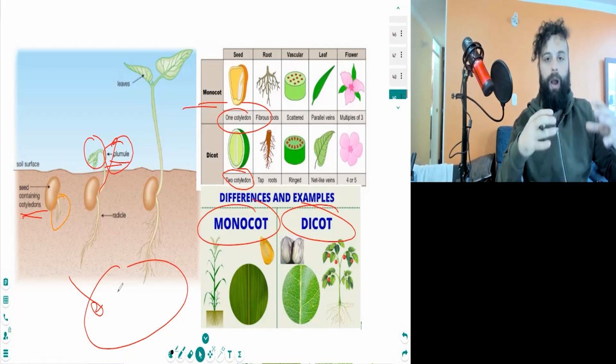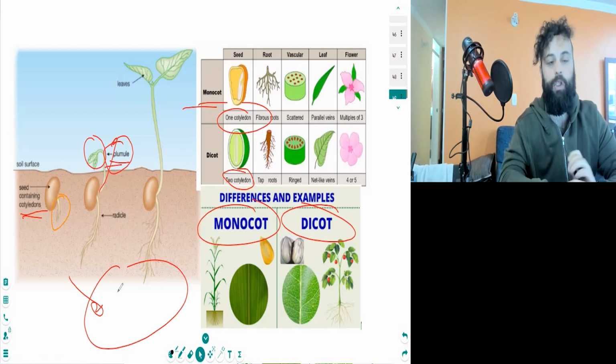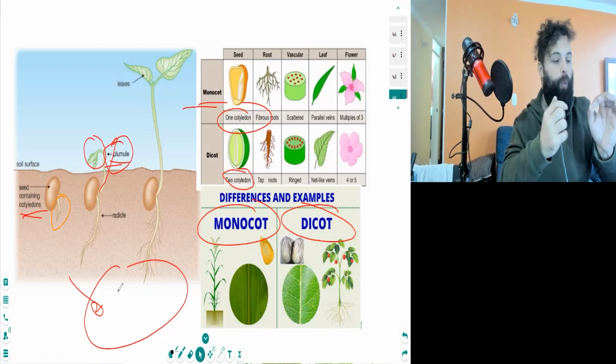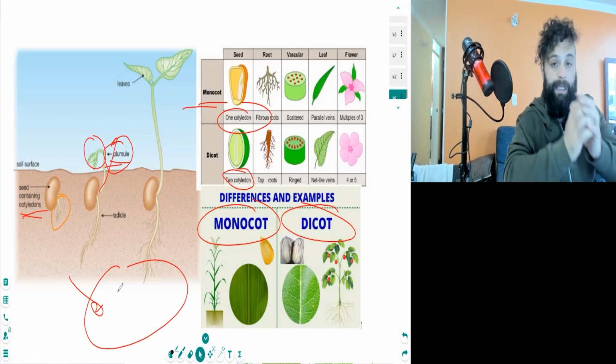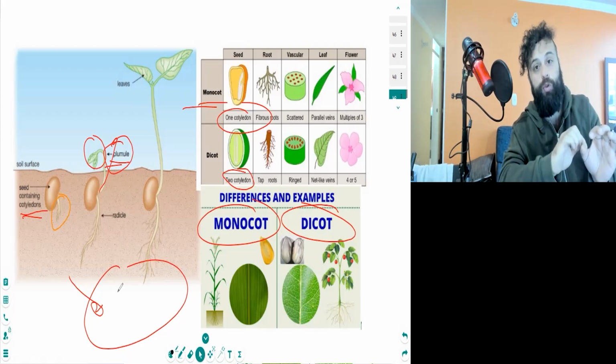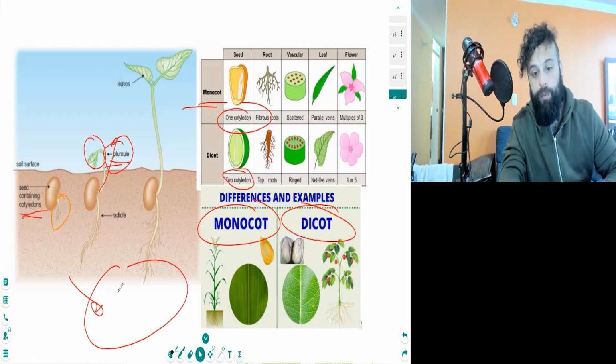Now, in germination, what happens is enzymes are breaking down these food sources into energy, into a usable energy form that they could actually use to grow. And what happens is water goes inside the seed, it swells up, and then it breaks through the seed coat. Now, the first thing that pierces through the seed coat is the radicle, which is over here.